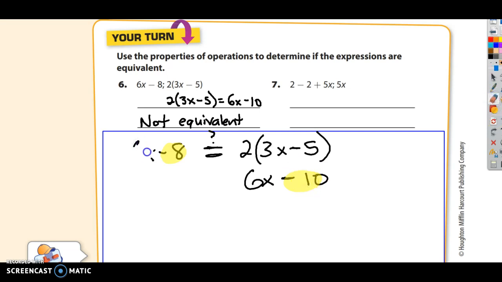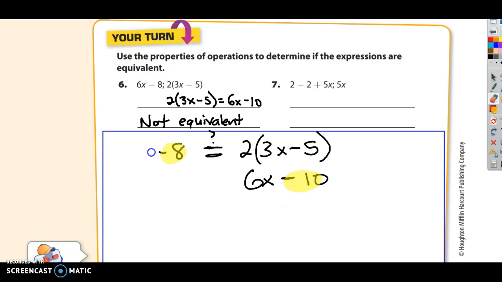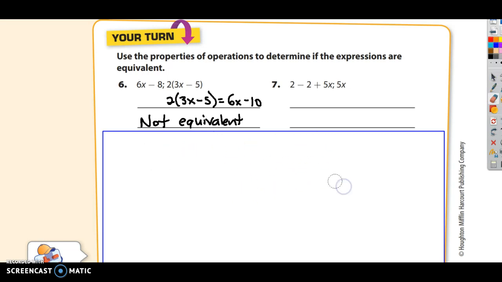All right, let's move on. Let's try another one. Ooh, I messed up. I need to undo that. All right, so I'm on number 7 now.